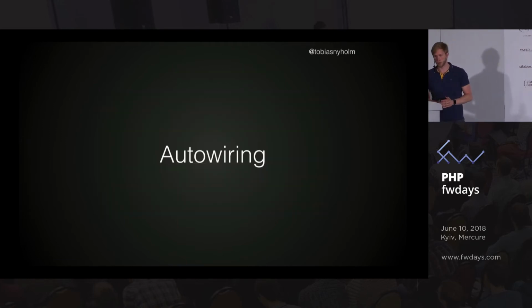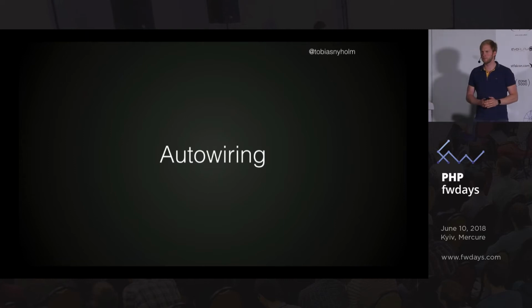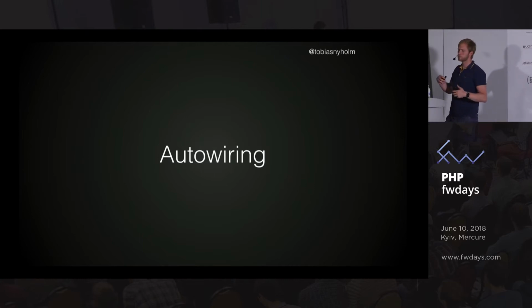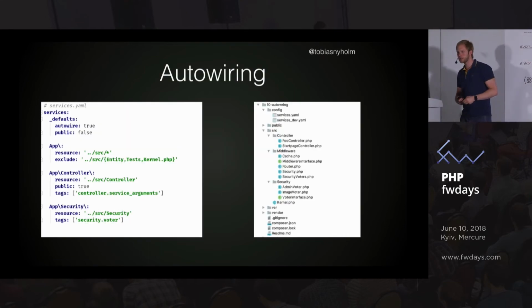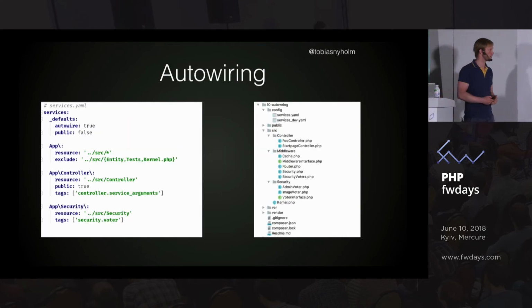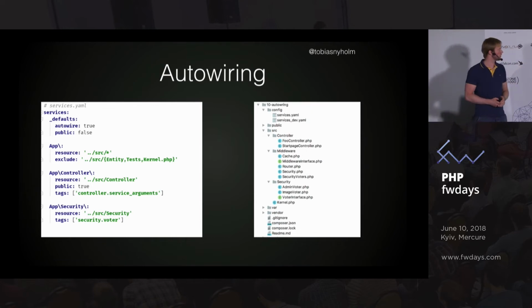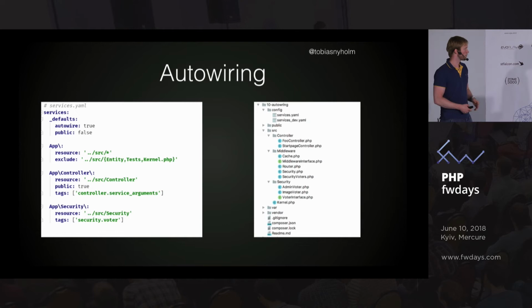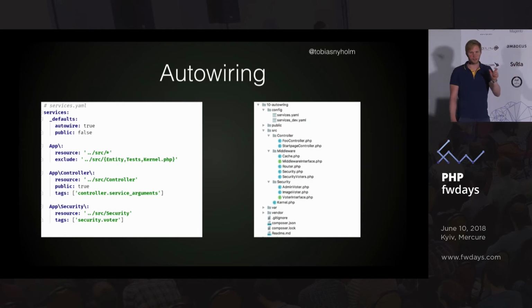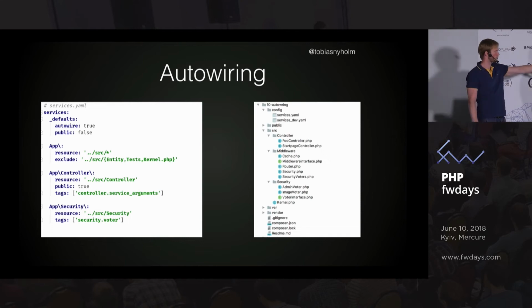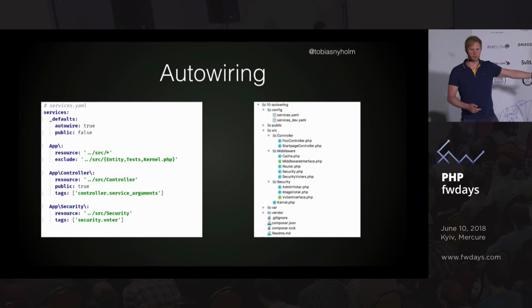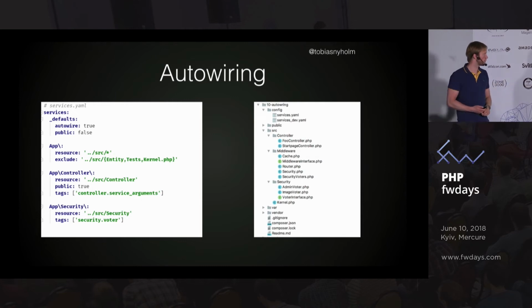Let's talk about auto-wiring. There are quite a few services that I have declared now. I mean, you saw my service declaration. What if we find a way to register the services automatically? It would be nice if I could write something like this. I can say that everything should be not public and everything should be auto-wired by default. I should take everything in app and everything in my resource folder and add it to a namespace app. Same thing with controller, but I just add a tag. And same thing with my security thing. And this is actually pretty sweet.